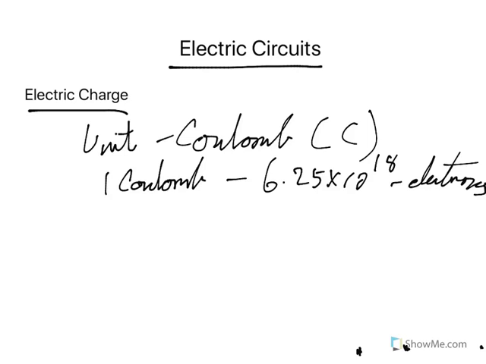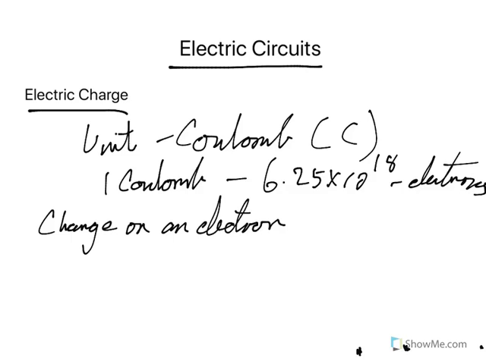So if you go backwards the other way, the charge on an electron is 1.60 by 10 to the minus 19 coulomb. Alright, and that there is a quantity that we're going to use quite often. Alright, so the fourth dot point down there then talks about the types of charge.